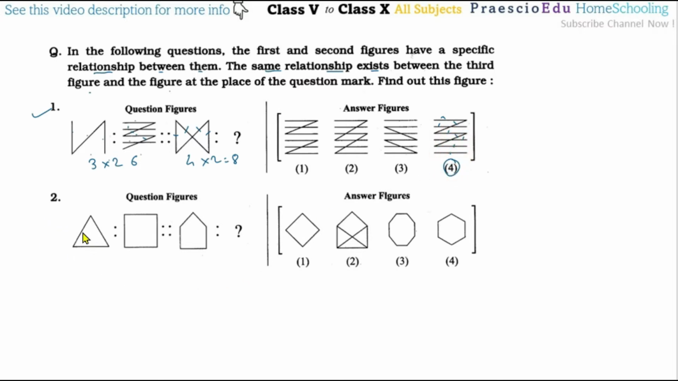Then question number 2. Here the triangle means 3 sides, then with one line added means 4 sides with the square. Here 5 sides with a pentagon, so the next one is the hexagon with 6 sides. Option number 4 has 1, 2, 3, 4, 5 and 6, so option number 4 is the correct one.